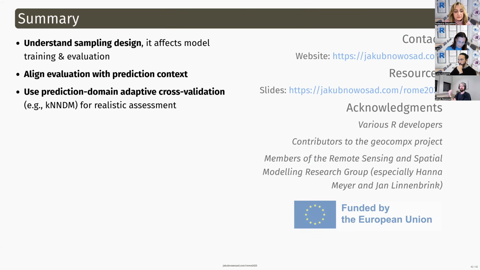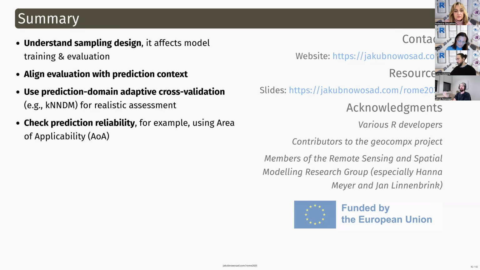For example, there is this group of approaches called prediction domain adaptive cross-validation methods, which help you to realistically assess your models. And then there is also the area of applicability. So the approach that we can say this place is similar to what our model has seen, and this one is very different. So probably we should not believe our model in those locations. Because we can predict everything everywhere, but we need to think if that makes any sense.